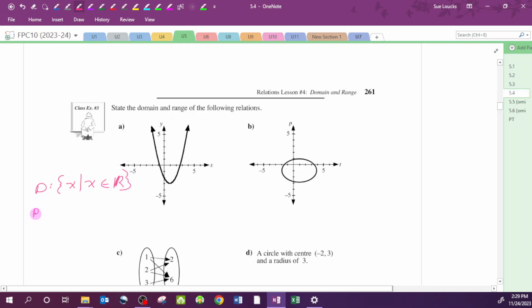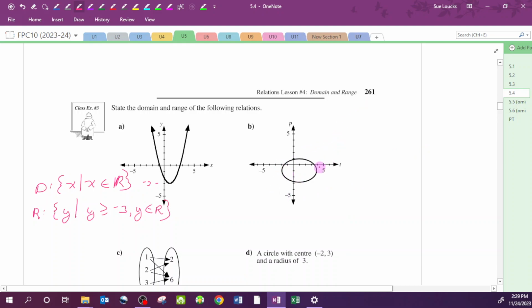And then for our range, we have the numbers y, and we do have a restriction on it: y has to be greater than or equal to -3. So y is greater than or equal to -3, and y is an element of the real numbers. Okay, hope that makes sense.